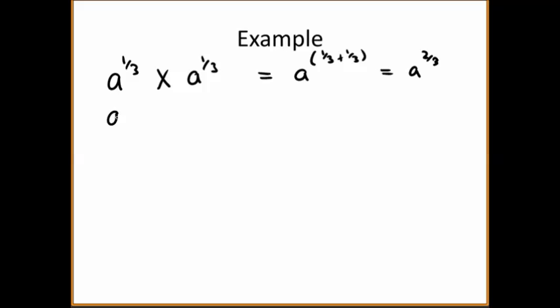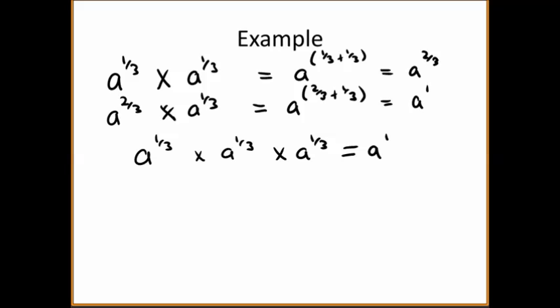So, we'll go again. So we have 8 to the power of 2/3 multiplied by 8 to the power of a third. This is equal to 8 to the power of 2/3 plus 1/3, which is equal to 8 to the power of 1. So, a to the power of a third, when multiplied by itself 3 times, gives me a. This tells me that a to the power of a third is the third root of a. This can be written as the third root of a is equal to a to the power of 1/3.